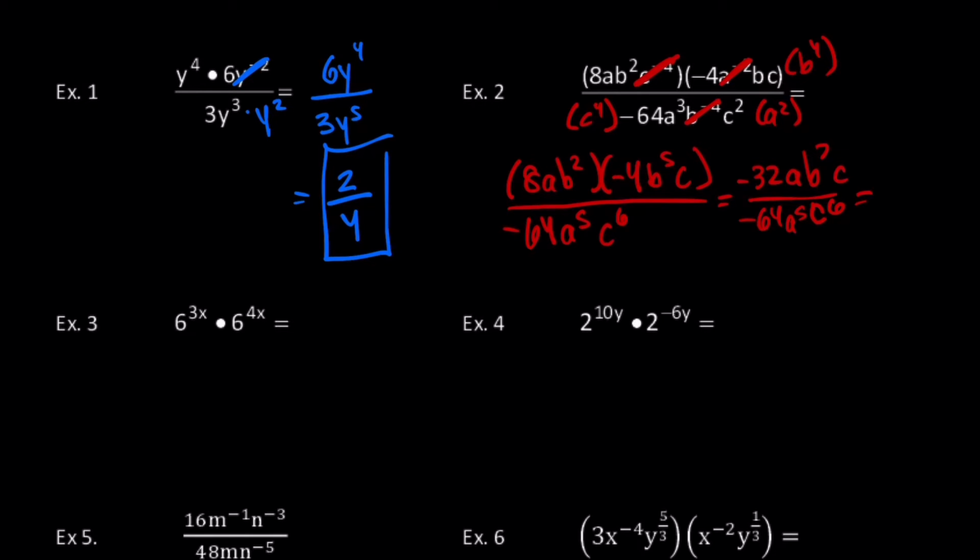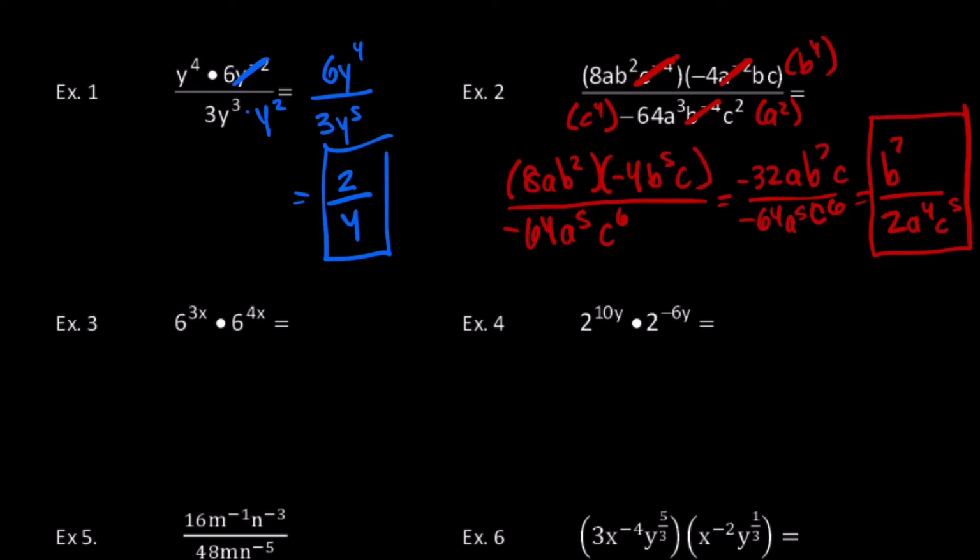And lastly, let's simplify here. Those negatives will cancel. 32 goes into 64 twice. So I have a 2 in the denominator. With my a's, I have a over a to the fifth. So this will cancel with one of those and give me a to the fourth in the denominator. There's no b in the denominator, so I have b to the seventh up top. And then c goes into one of those, and I have c to the fifth in the denominator. So finally, that expression has been simplified.